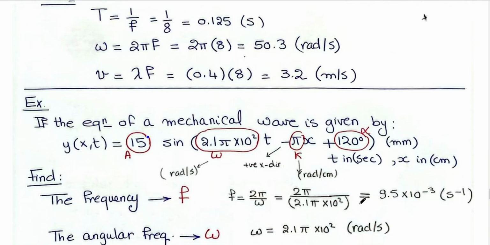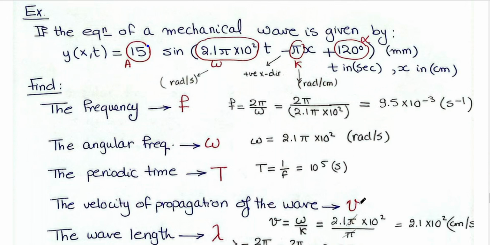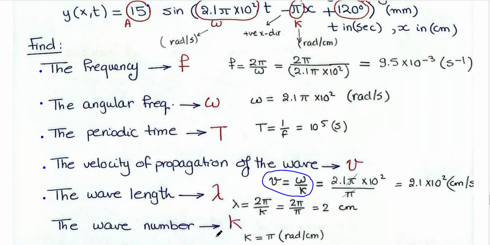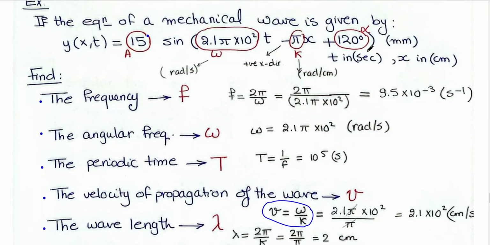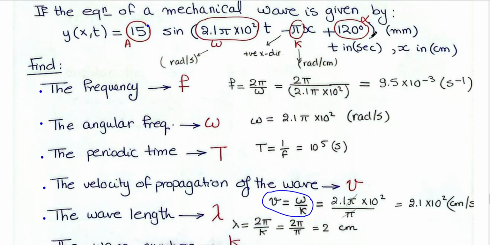After understanding the wave equation, I will read the requirements. It is required to calculate all these parameters. Let's take it one by one. The frequency is related to omega, and omega is in the wave equation. So f equals omega over 2 pi. This is the angular frequency. The periodic time is related to f or angular frequency, so it's the reciprocal of f. The velocity of propagation of the wave is omega over k or lambda multiplied by f. The wavelength is related to k. So k equals pi and lambda equals 2 pi over k. Then the initial phase is what is added to omega t plus kx, plus 120. So 120 is the initial angle.